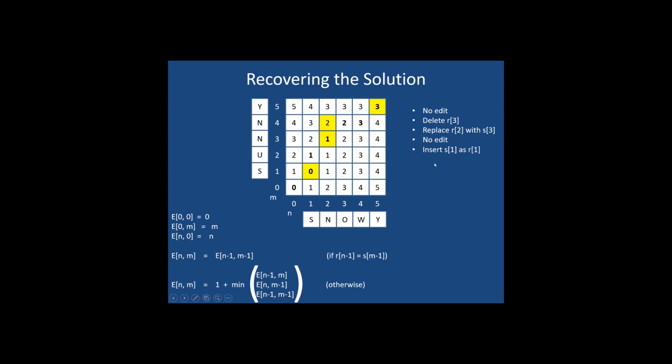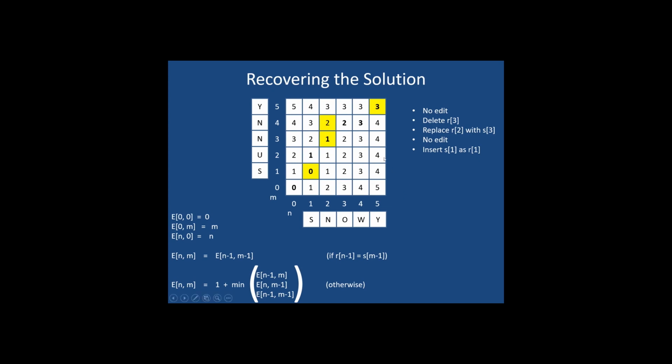Let's try it out. If we have snowy and sunny, it says delete R3, so 0, 1, 2, 3, so delete the W, that gives you SNOY. Replace R2 with S3, which would make that into an N, and then you'd have SNNY. Then insert S1 at R1, so we take this U and stick it in, and we have SUNNY. So we can reconstruct the decisions we made and figure out the answer.